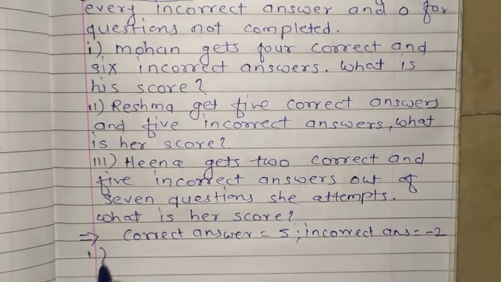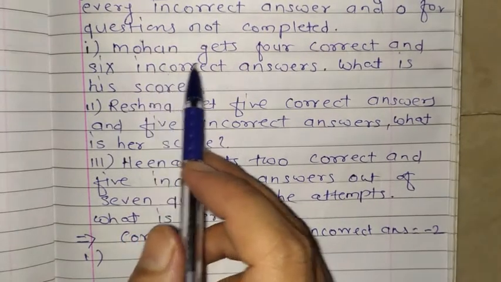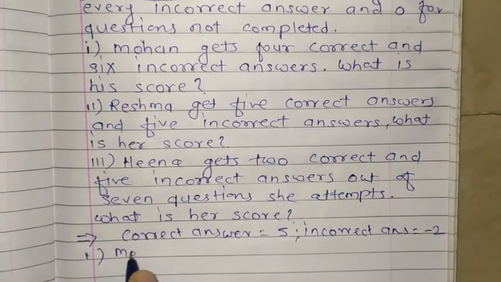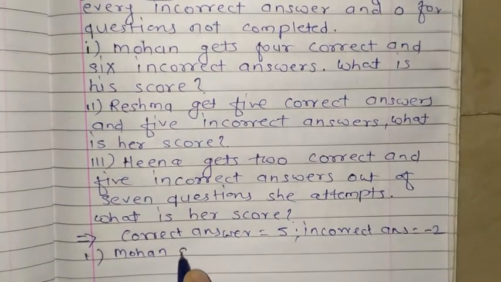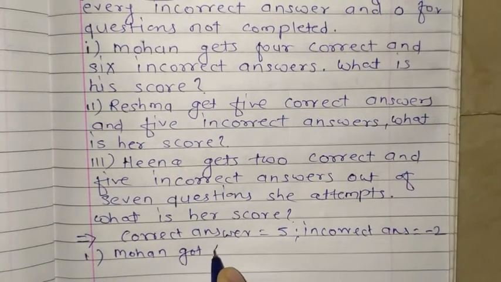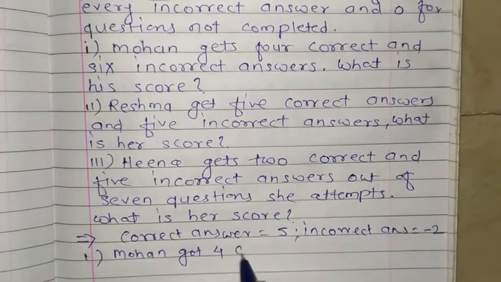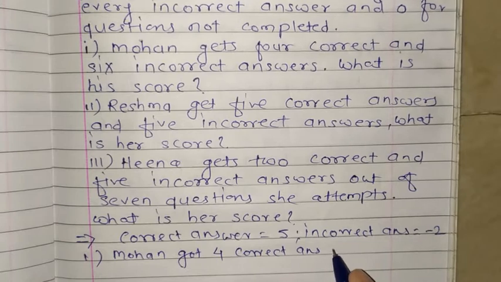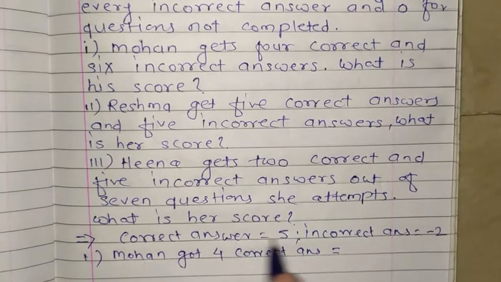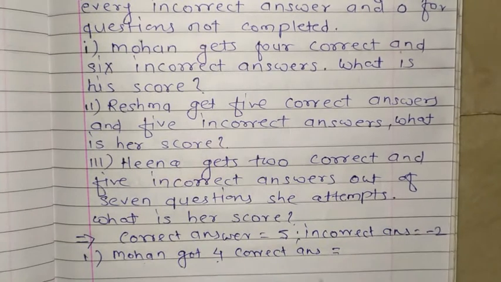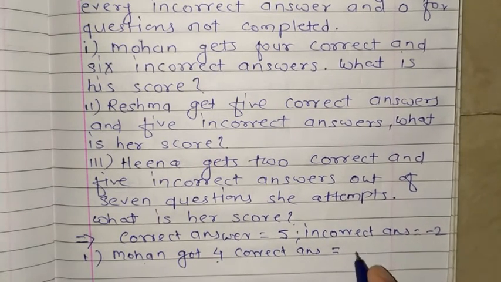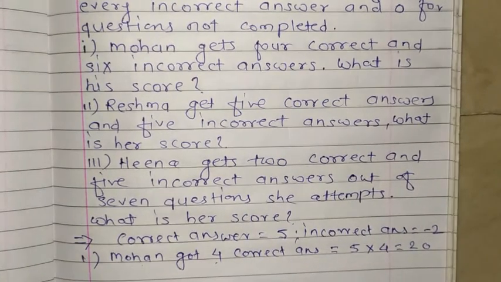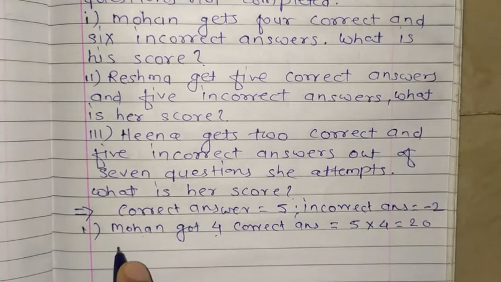So we solve the first part. In part 1 they have given Mohan gets 4 correct. So we are talking about Mohan. Mohan got 4 correct answers. So for one correct answer, how much mark? 5. So for 4, how much will be there? We want a bigger number. So it means 5 into 4, it is 20. Multiplication will be there.